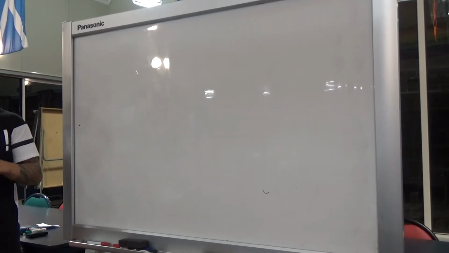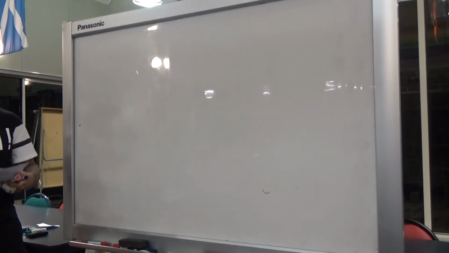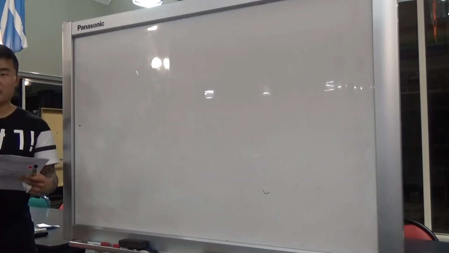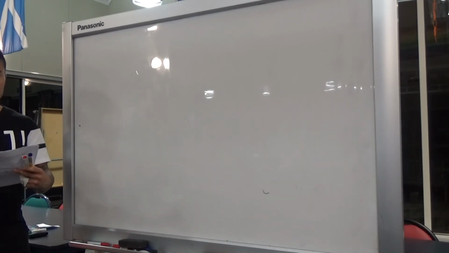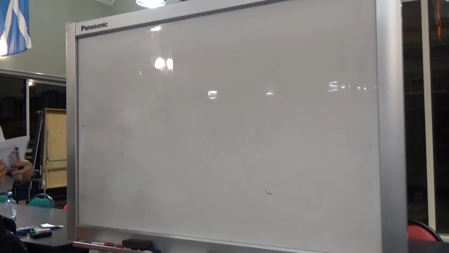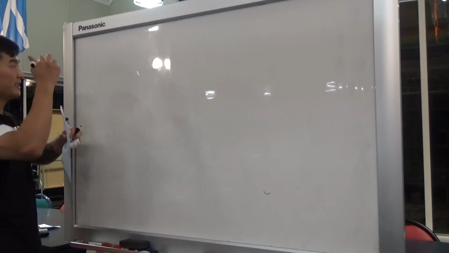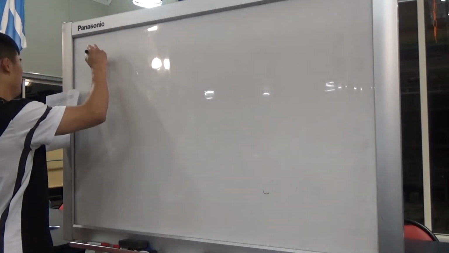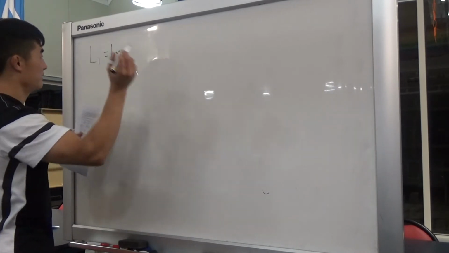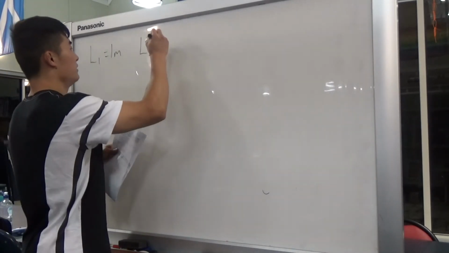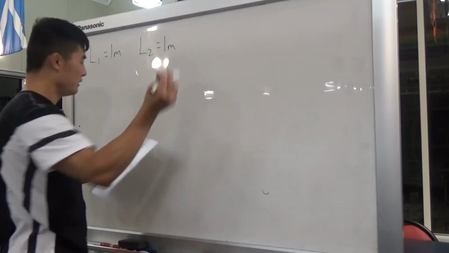So we're using the same pipe both times. First we're going to put water through it, and the second time we're going to put our unknown fluid through it. So the length of the pipe doesn't change. So we're going to use that viscosity equation. L1 is equal to 1 meter, and L2 is also equal to 1 meter. So L1 equals L2.